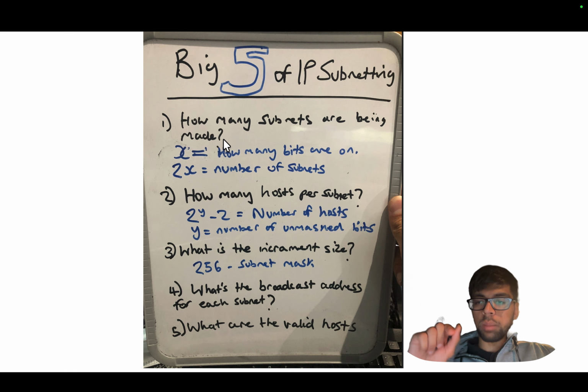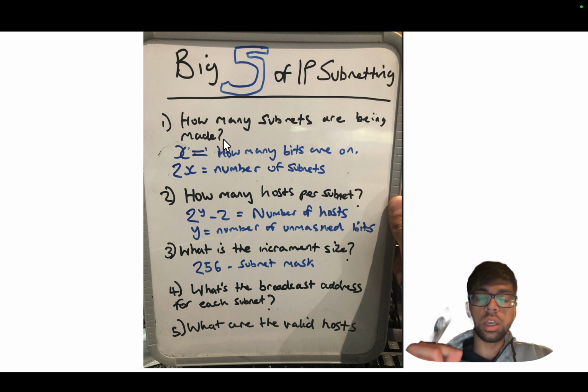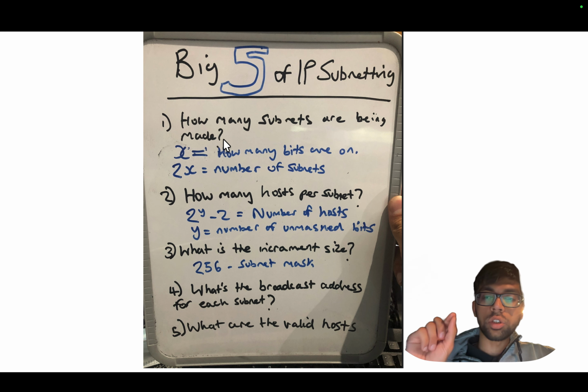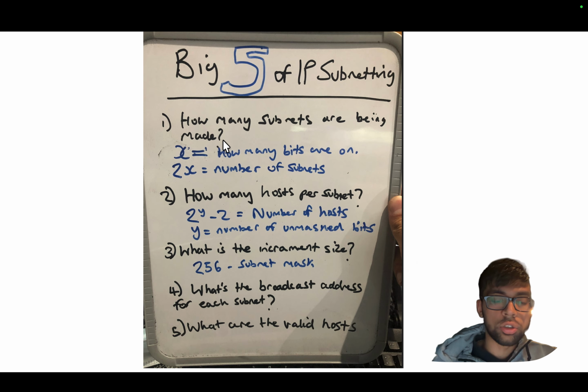We need to take 2 away, because one IP address is reserved for the subnet ID, and one is reserved for the broadcast ID, broadcast address, sorry. So 32 minus 2 is 30. 30 is how many hosts are being created for that subnet mask. Okay, a slash 27 subnet mask, that would be 255.255.255.224. What is the increment size?